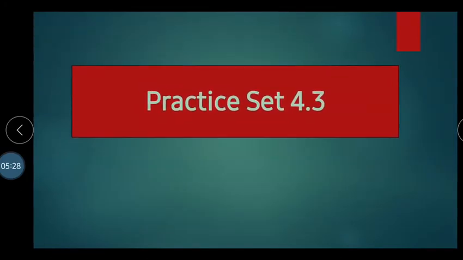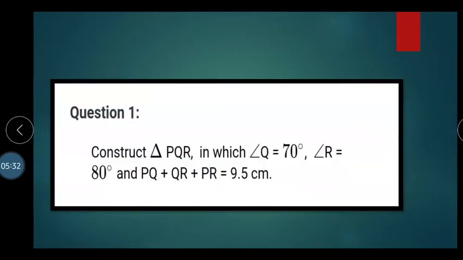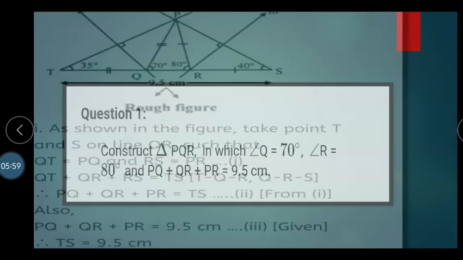Practice set 4.3. Question number 1. Construct triangle PQR in which angle Q = 70 degree, angle R = 80 degree, PQ + QR + PR = 9.5 centimeter. Students, if you have understood the first example of this session, then it is easier to understand this question. Let us try this question now.